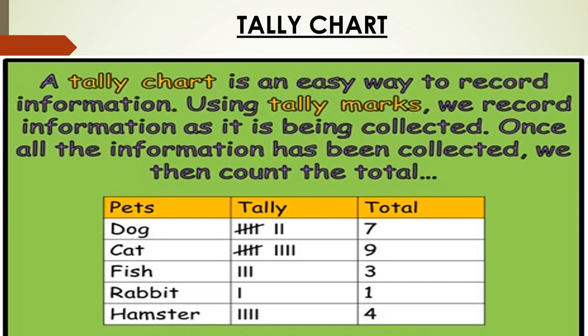Dog, 5 plus 2 equals 7. Cat, 5 plus 4 equals 9. Fish, 3. Rabbit, 1. And hamster, 4.